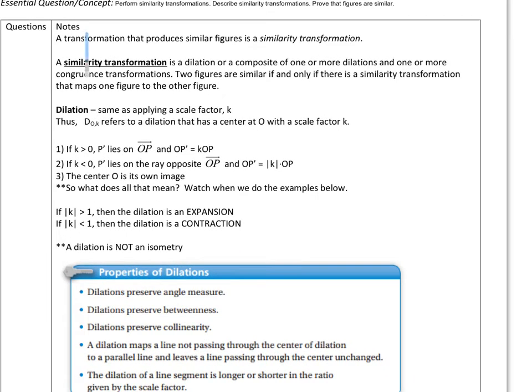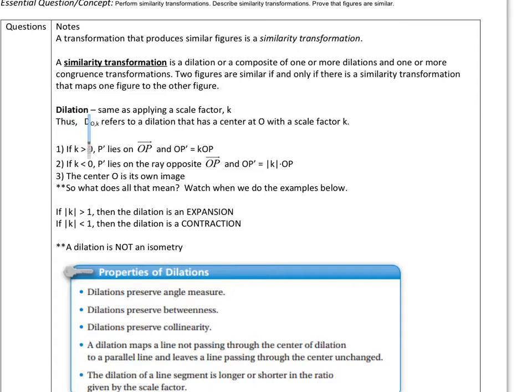Starting with our notes here, it says a transformation that produces similar figures is a similarity transformation. So something that produces similar figures, we're going to be talking about basically a dilation, or we can have a composite of one or more dilations and one or more congruence transformations. So two figures are similar if and only if there is a similarity transformation.